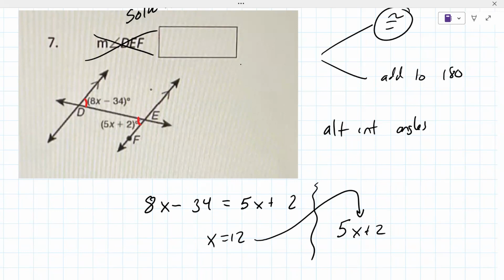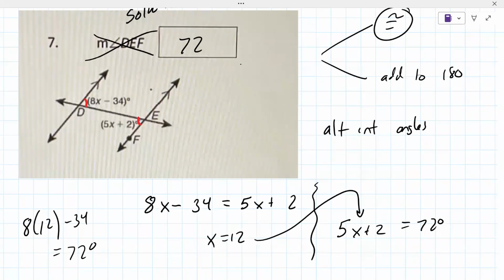72. Yes. Now, let's just say you messed up. You're like, I'm going to put it in the other one. 8 times 12 minus 34. You would also get 72 degrees. Is that surprising to you? No. It shouldn't be because they're congruent.